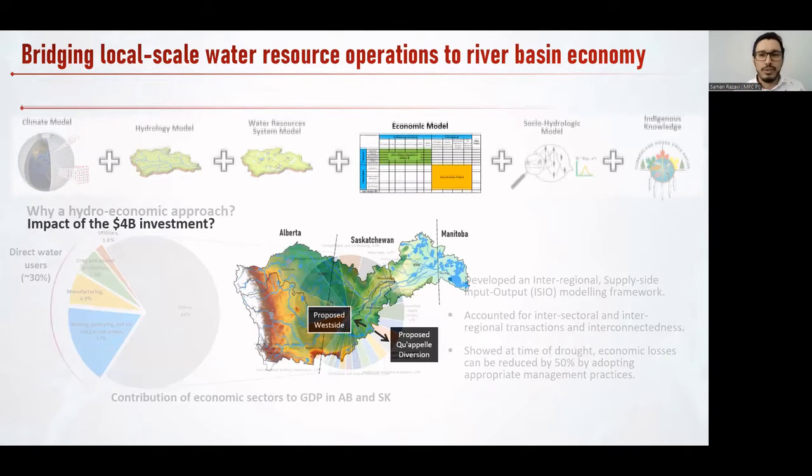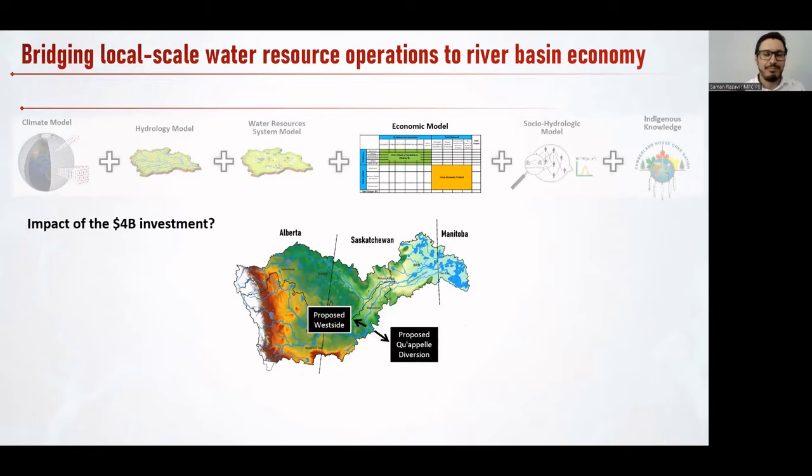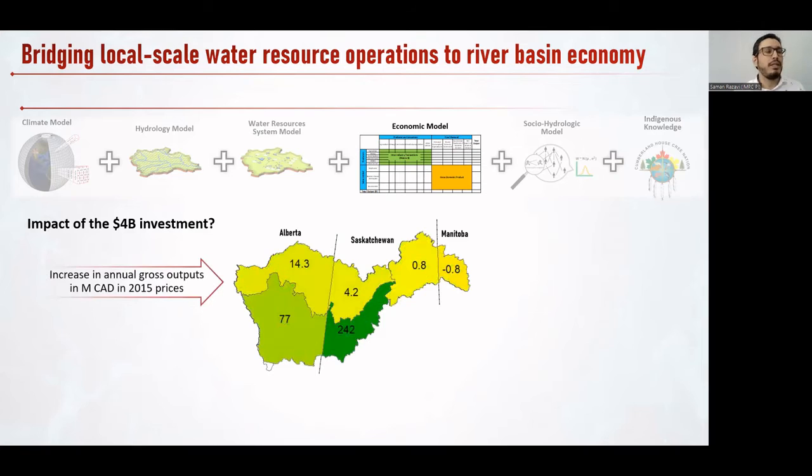And to give you just some results, for example, by this integrated modeling platform, we've been able to assess the impact of the recent $4 billion investment project announced in Saskatchewan. And the estimates based on these models show how this $4 billion investment might contribute to the economy of different regions across the Saskatchewan River Basin.